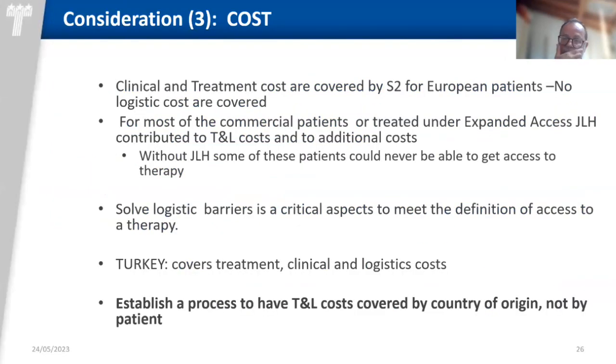So again, clinical and treatment costs are covered by the S2 form for European patients, and no logistic costs are covered. For most of the commercial patients or patients treated under expanded access, the Just Like Home program contributes to some extent to the travel and lodging cost or to any additional cost. Without Just Like Home, some of these patients, even European patients, would never be able to get access to the therapy.